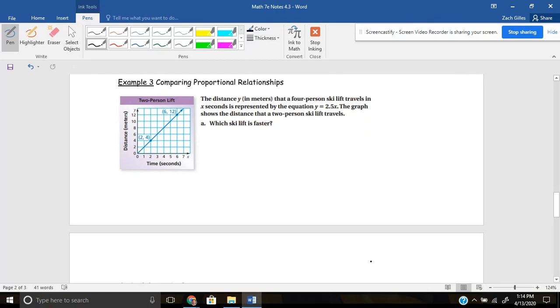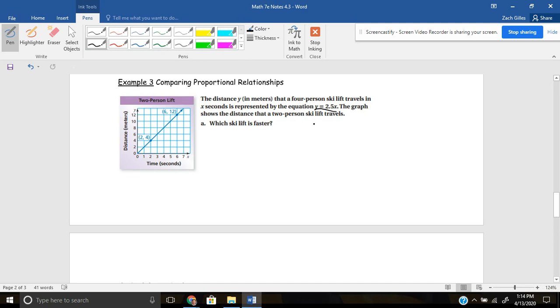Okay, moving on to our last example of today with comparing proportional relationships. It says the distance y in meters that a 4-person ski lift travels in x seconds is represented by the equation y equals 2.5x. The graph shows the distance that a 2-person ski lift travels.